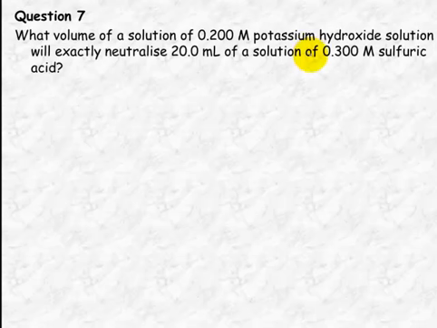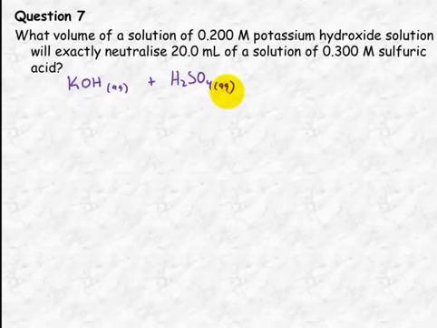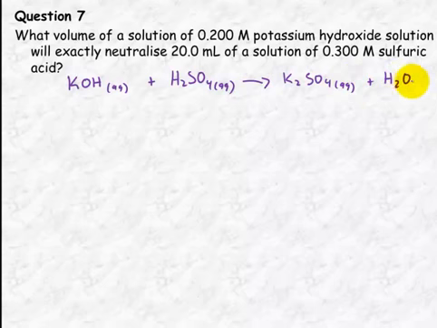So the first thing you need to do is write a balanced chemical reaction. So I've got potassium hydroxide, KOH, aqueous, plus H2SO4 aqueous will react to give a salt plus water. So it'll be potassium sulfate plus H2O, which is a liquid.